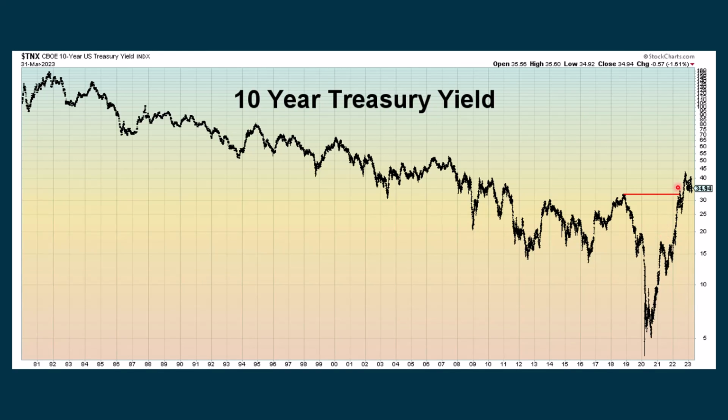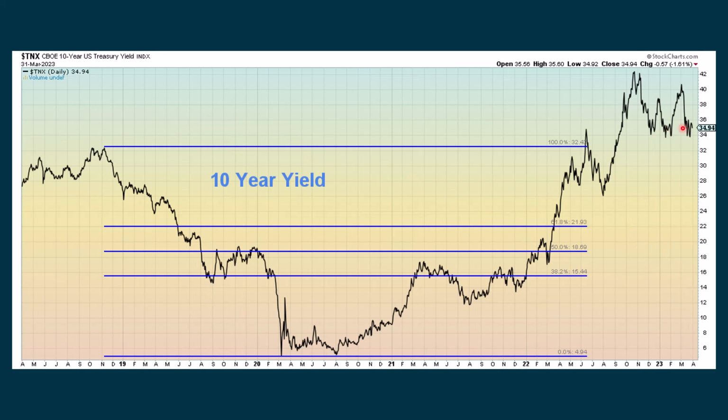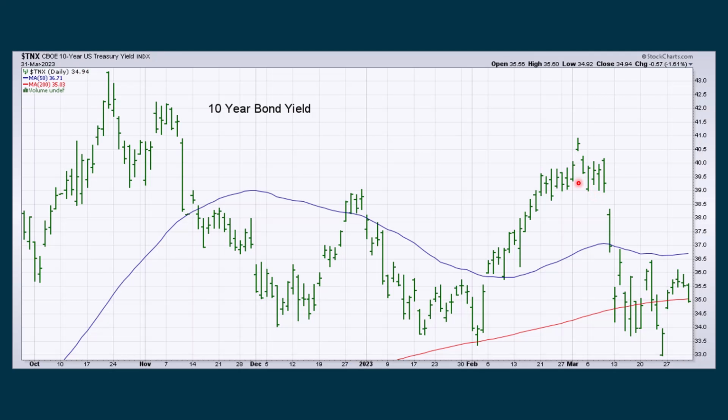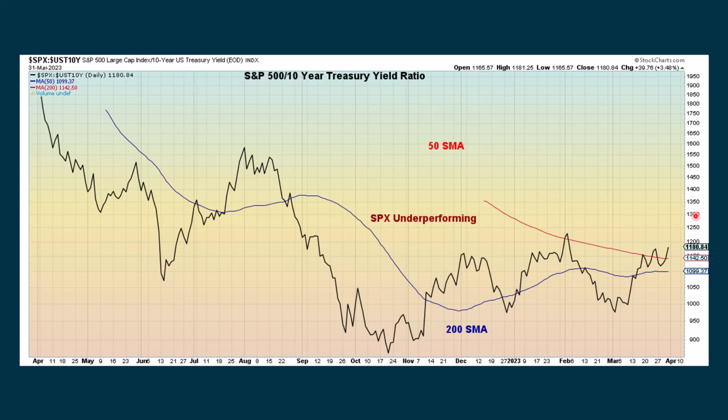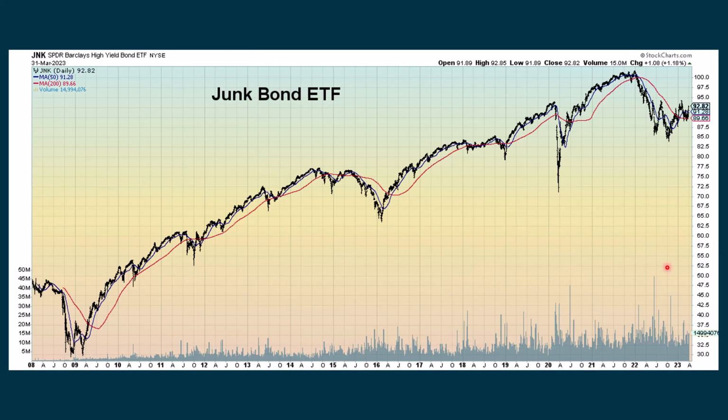The 10-year Treasury yield, after going way above 4%, has now dropped down. We're at 3.494%. Here's another look at the 10-year yield, closing at 3.492. And here's the 30-year yield. After really spiking up, it has been coming back down. Then comparing the S&P 500 to the rise in interest rates, the S&P is still underperforming, but we're seeing it start to show some strength.